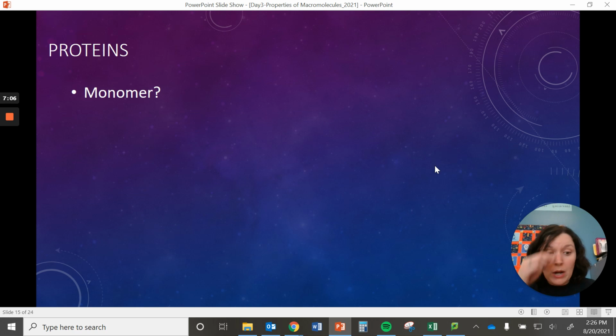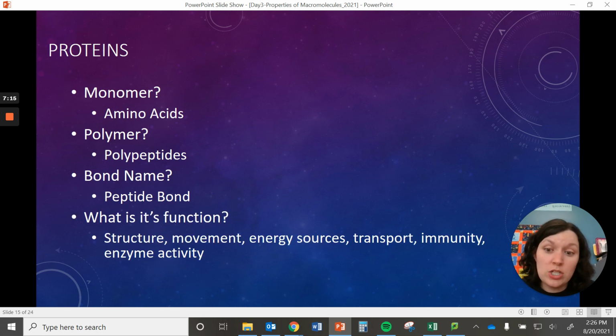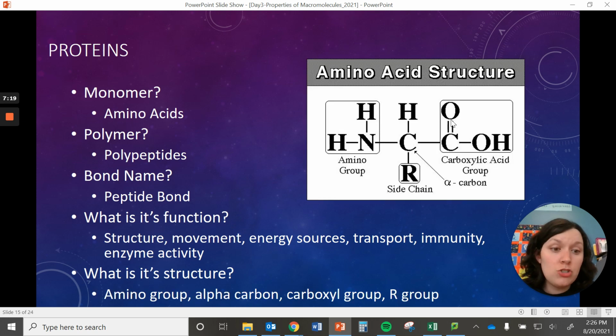Okay, so now let's go to our proteins. For proteins, our monomer is amino acids, our polymer is polypeptides, our bond name is a peptide bond, and the function, it has all sorts of functions: structure, enzymes, all sorts of things. And its structure, this is a structure we haven't talked about a whole lot, but we talked about it having carbon, hydrogen, oxygen, nitrogen, and sometimes sulfur.